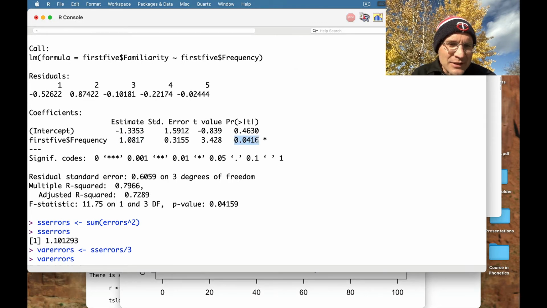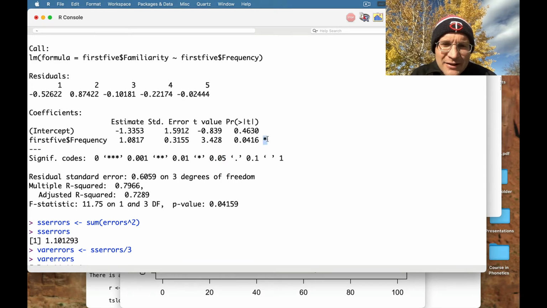And at the end of the day, it comes up with this p-value based on this t-value. Not only on this t-value, but also based on this number of degrees of freedom. 3. If you remember with the t distributions, they varied a little bit depending on how many degrees of freedom you had. So we have a t statistic of 3.428, and then we have 3 degrees of freedom. And then based on those two parameters, we can calculate that the p-value for the slope is 0.0416. That is less than 0.05, which is normally our alpha criterion.